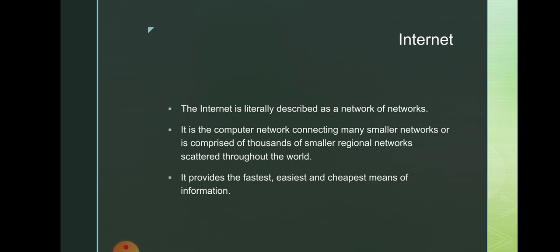After that, what is the internet? It is also in your syllabus. You have to know what the internet is, as we already know, right? Now also we are using the internet. The internet is literally described as a network of networks. It is considered a computer network that connects many smaller networks, comprised of thousands of smaller or regional networks scattered throughout the world.